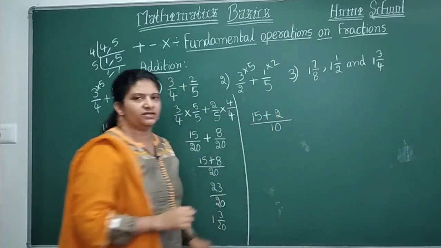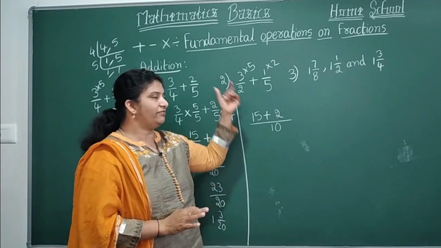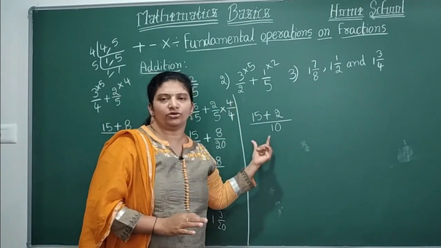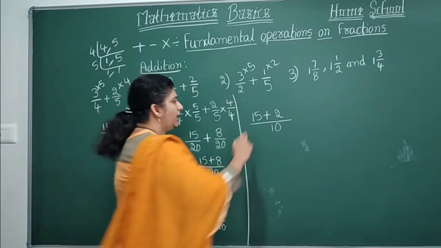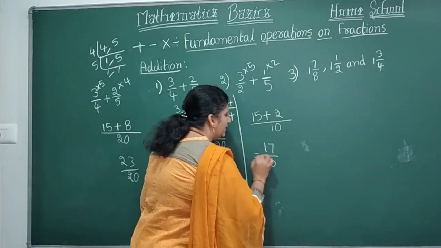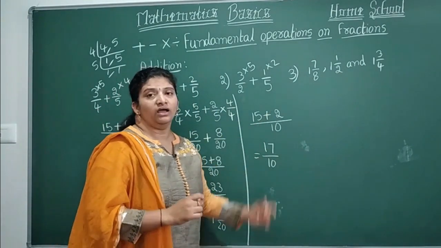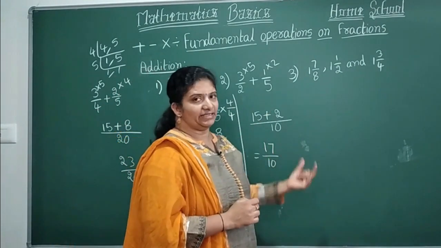Now add this. See here, later no need of considering your denominators. After doing LCM, that is the number you are going to write at the denominator place. Now 15 plus 2 will be 17 by 10. That's it. This is your answer. Now let's move to the 3 fraction addition.